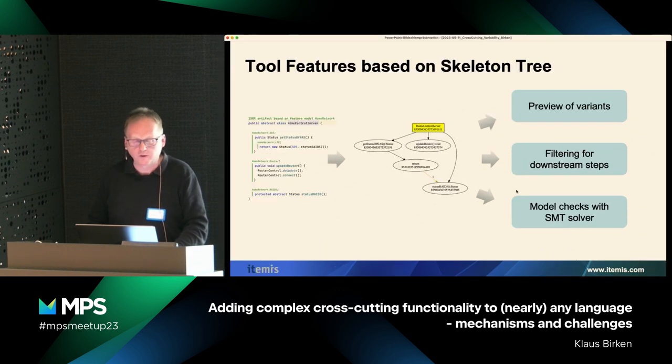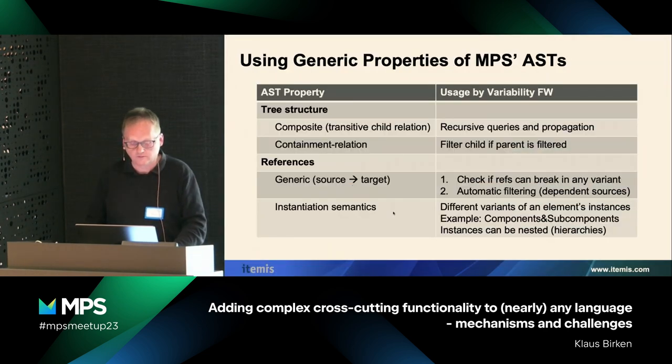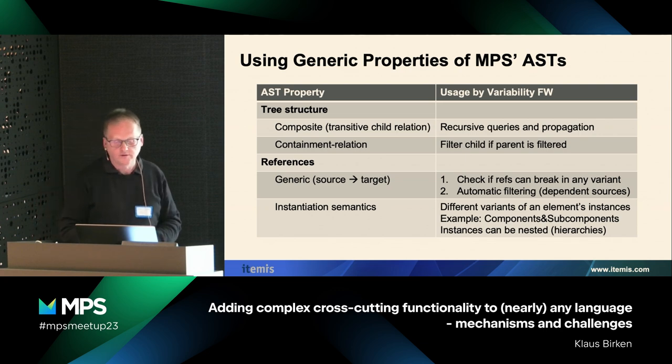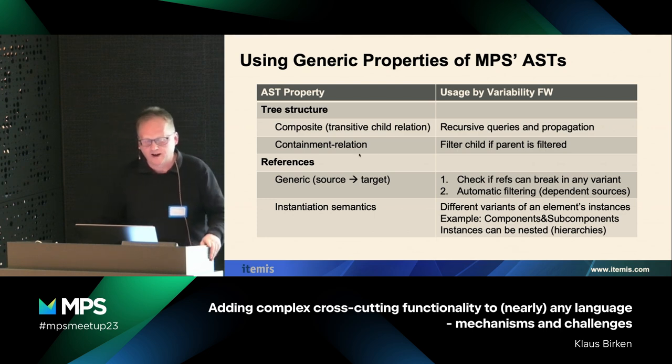So let's go back to the slides. What's also worth mentioning is: what properties of ASTs are we using? We cannot rely on specific things from a given language because we want to apply this to any language. And so we have to use generic properties of this MPS model AST. And I tried to collect all these properties we are using.